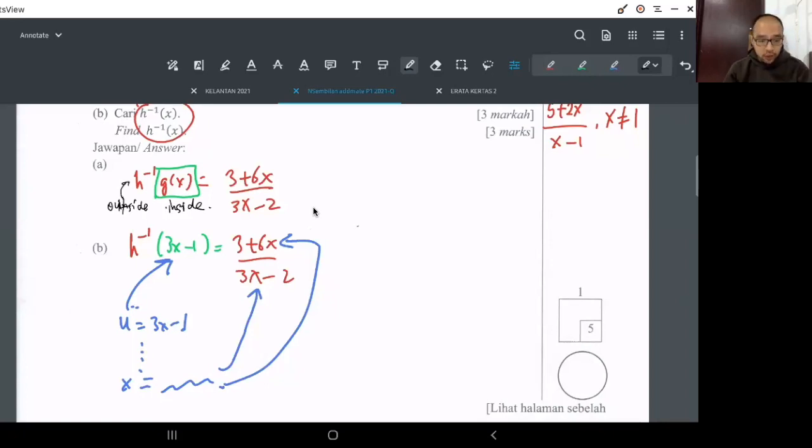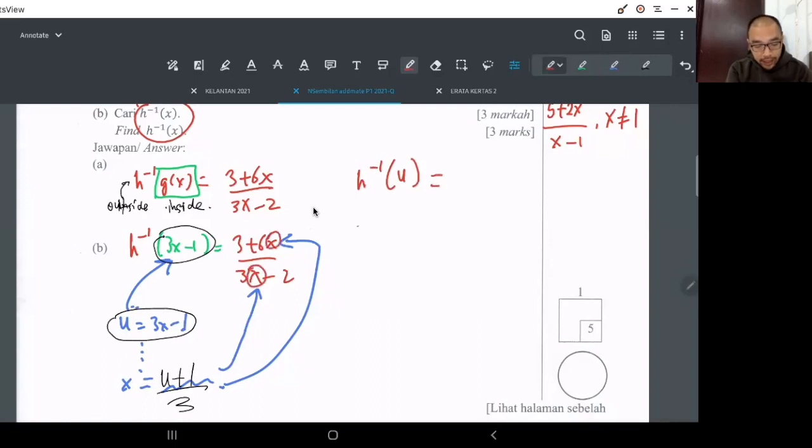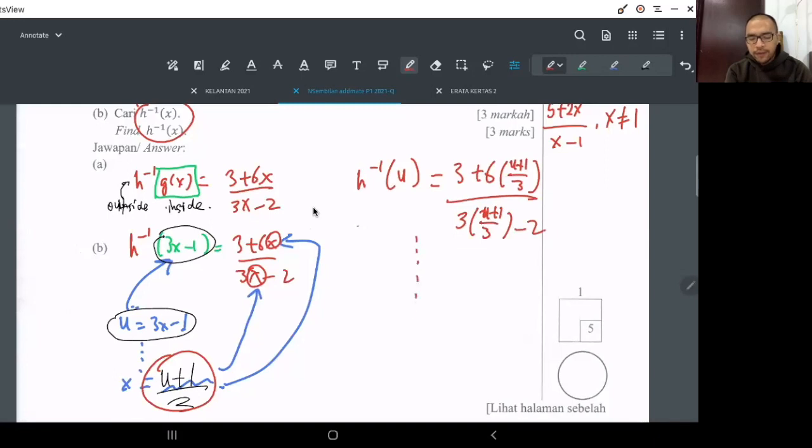So what you do is you convert the inside function, set it equal to u. Okay, fine, I'll do this. So x equals u plus 1 over 3. Then I substitute the 3x minus 1 with u, and I substitute this x and this x with u plus 1 over 3. So I get 3 plus 6(u plus 1)/3 over 3(u plus 1)/3 minus 2. Then I simplify.